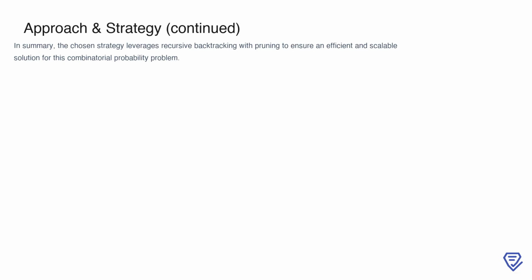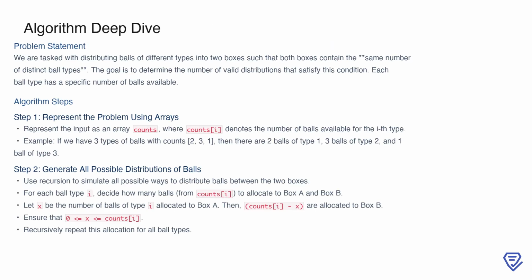To solve this problem, we need to distribute balls of different types into two boxes in such a way that both boxes end up with the same number of distinct ball types. For example, if box A contains two types of balls and box B also contains two types, that would be considered valid. We measure distinct types by the variety of ball types in each box, not the number of balls themselves.